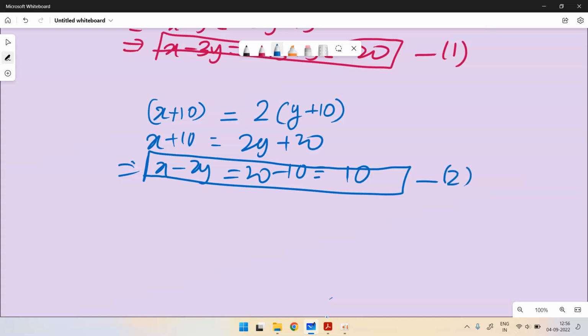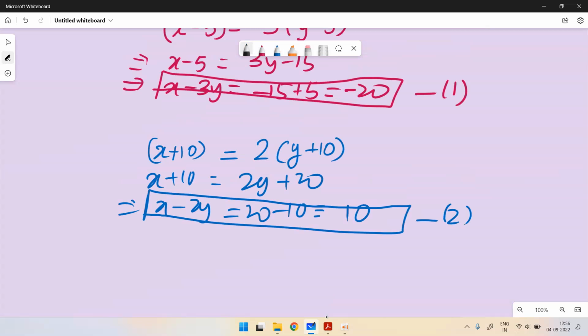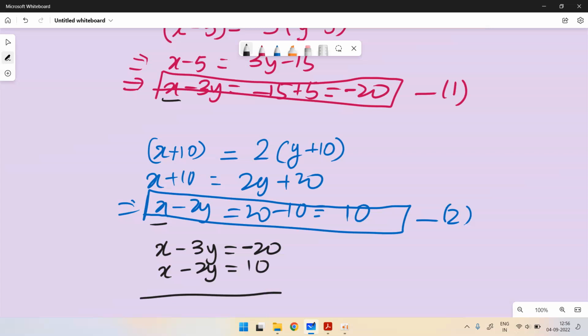If you see, the coefficient of x is the same in both, so you can directly subtract the equations. This is x minus 2y equal to 10. Subtracting the two, x minus x is 0, minus 3y plus 2y is minus y, and minus 20 minus 10 is minus 30, which implies that y equals 30.